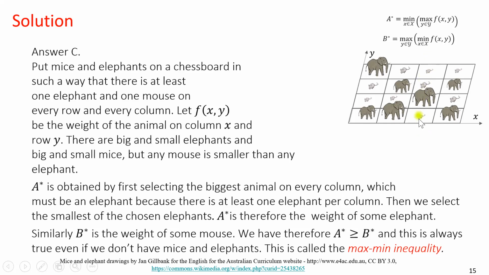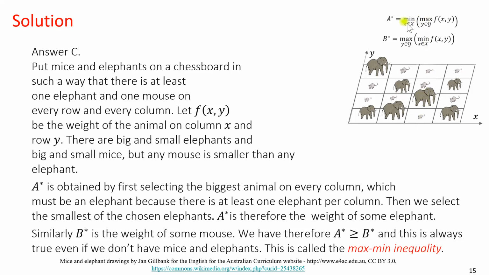That means I look for the weight of the largest animal on this column. Well, it is an elephant, because by our rule, there is an elephant on every row and on every column, and also a mouse. There are small elephants, there are big elephants, but certainly the larger one is an elephant, because even the smallest elephant is larger than the largest mouse. So when I compute the max over y first, I obtain an elephant.